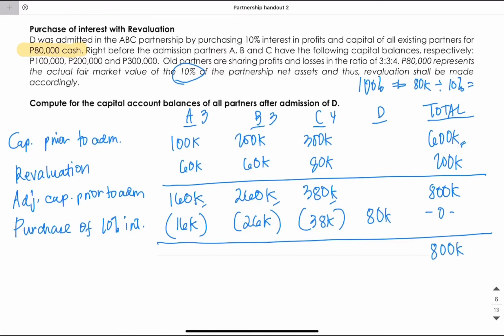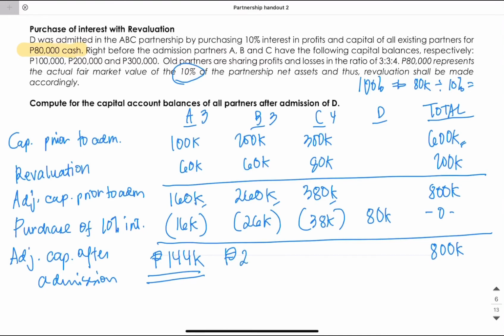Finally, to determine the adjusted capital balances after admission of D, we just have to determine the net amounts. So this will be 144,000. This will be 234,000. And then lastly, 342,000 pesos. Of course, 80,000 for partner D. So that's how we solve for purchase of interest with effect of revaluation.